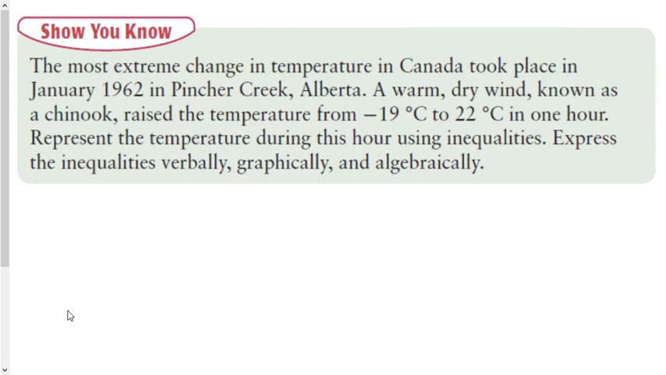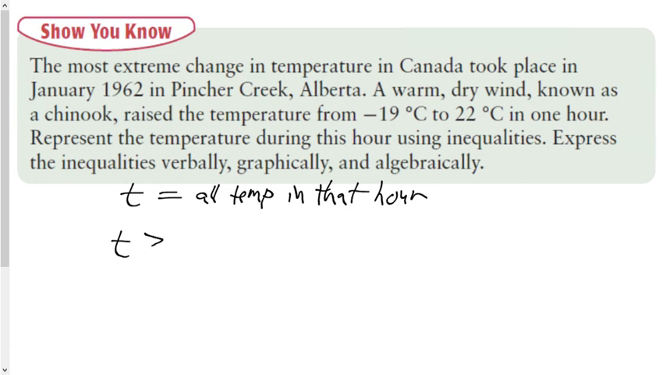So the first thing we're going to do is, x is going to represent, or t, I'll use t. T is going to represent all temperatures in that hour. Okay? So the temperature was greater than or equal to negative 19 degrees. That's the first thing that was true, right? During that hour, the temperatures were greater than or equal to negative 19. But the temperatures during that hour were also less than or equal to a positive 22. So if we write that as two separate inequalities, that's what it looks like.